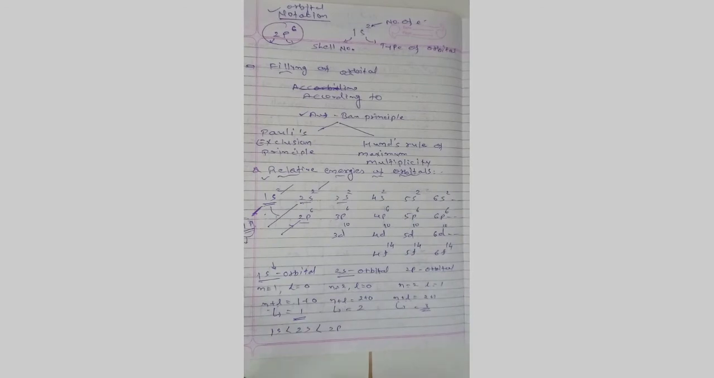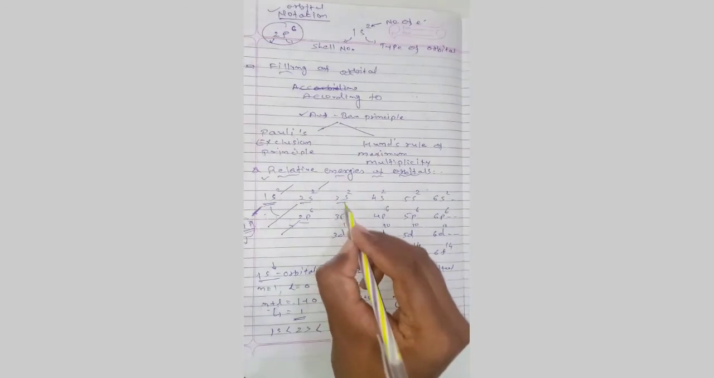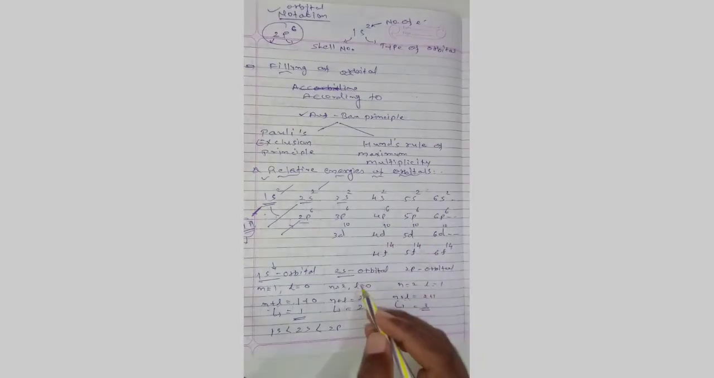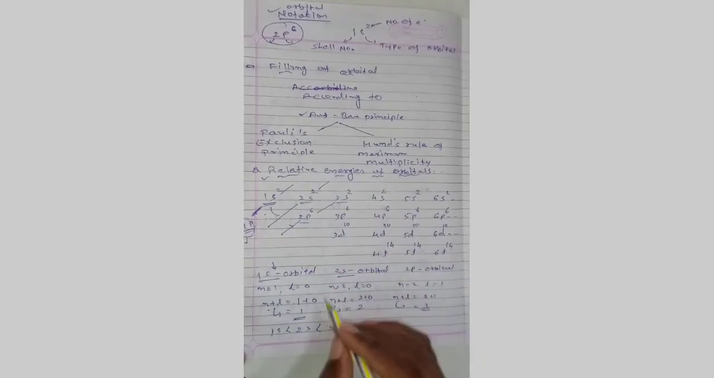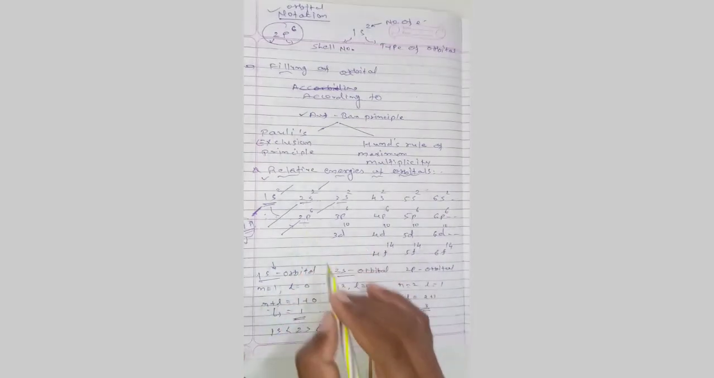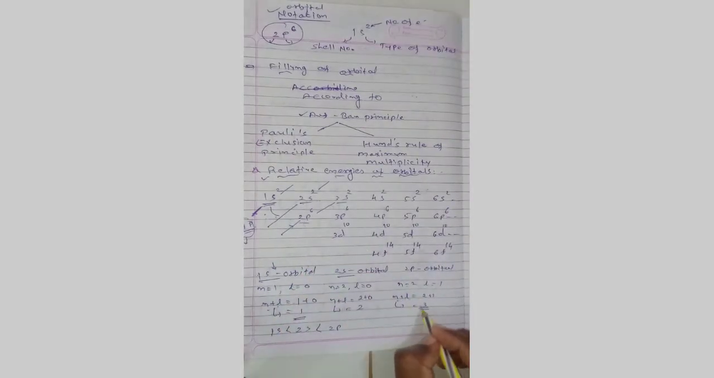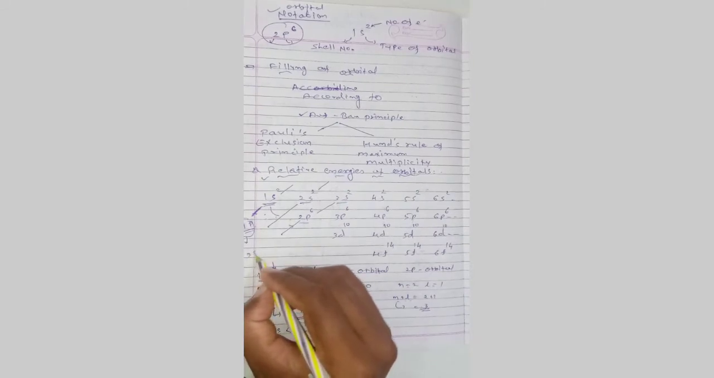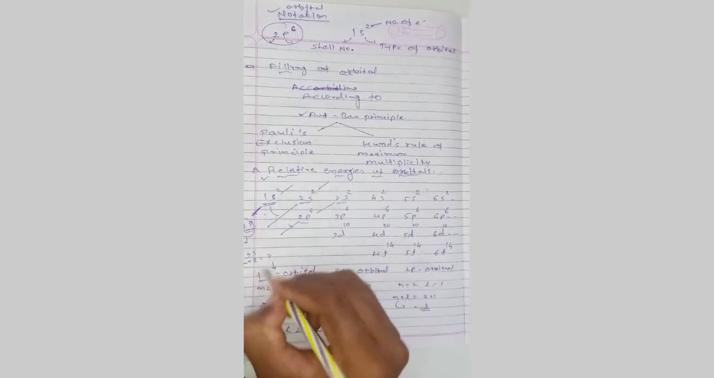Now for 3s orbital, 3p and 3d and 4s2 and so on. Okay, now let's check here. Suppose here for 2p its n plus l value is 3, and for 3s here its n plus l value is also 3.